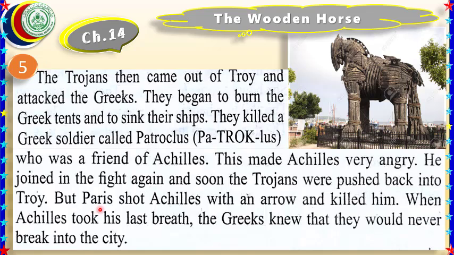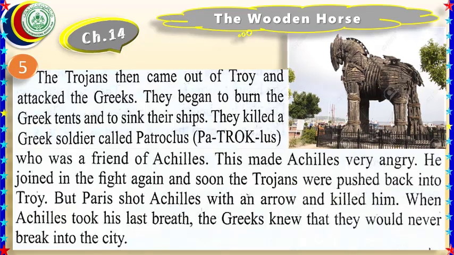But Paris shot Achilles with an arrow and killed him. When Achilles took his last breath, the Greeks knew that they would never break into the city. Yes, they were fighting while being outside the city, and it was not possible for the Greeks to get into the city.